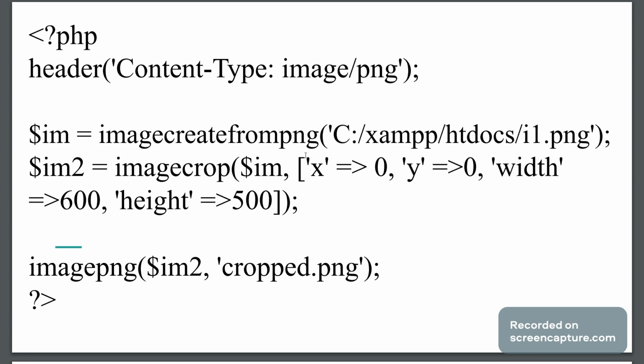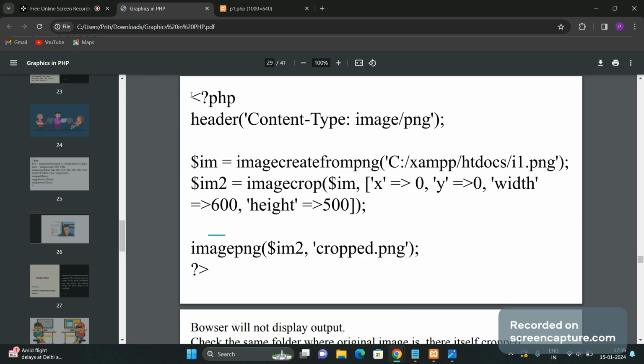In the rectangle we have to give four parameters, x, y, width and height, with the arrow operator, and the parameter attributes are in single quotes. So x is 0, y is 0, width is 600 and height is 500. That portion I want to crop. I want to store that image as a PNG image with the variable IM2 and the name cropped.png. So let's see what we get when we run this code.